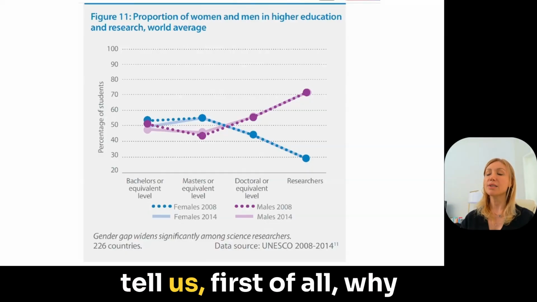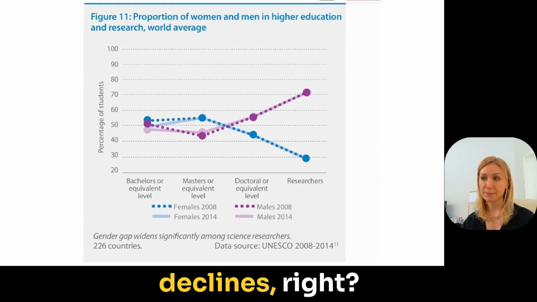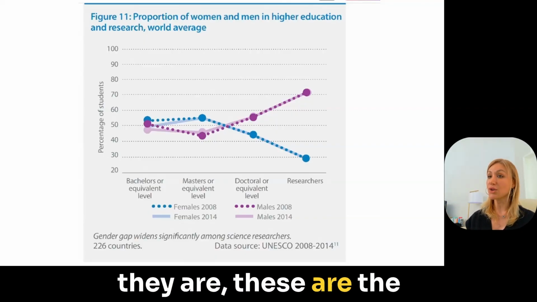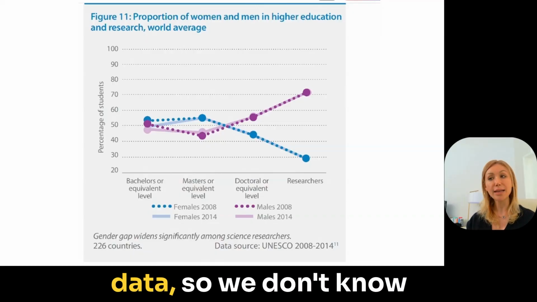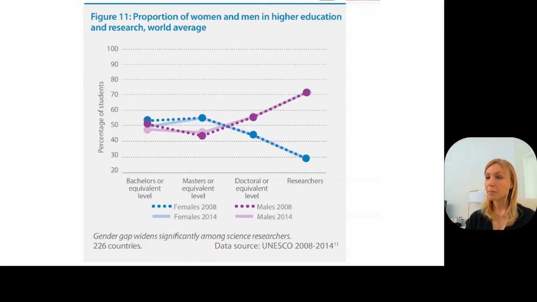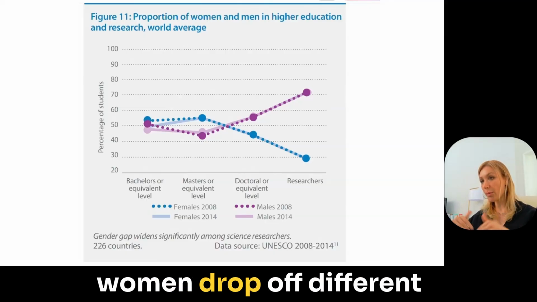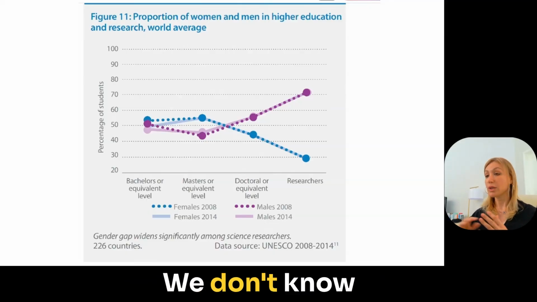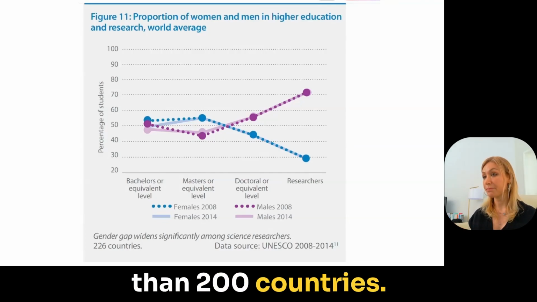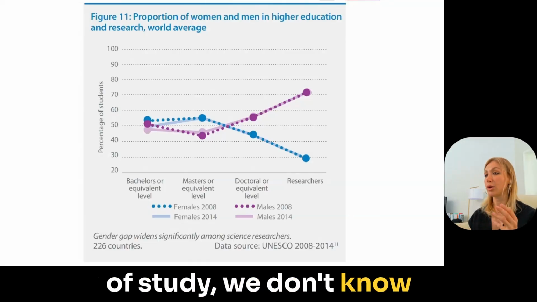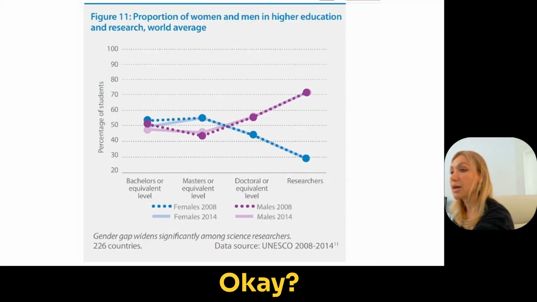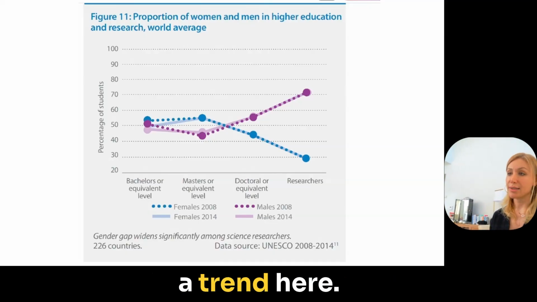So the plot doesn't tell us, first of all, why women's representation declines, right? Or whether these are the same individuals. This is aggregate data, so we don't know whether the same individual progressed through each stage. We also don't know whether men and women drop out at different rates. We don't know the differences by country. We have so many countries, more than 200. We don't know their field of study. We don't know the institution type. We don't even know if these differences are statistically significant, okay? We can only observe a trend here.